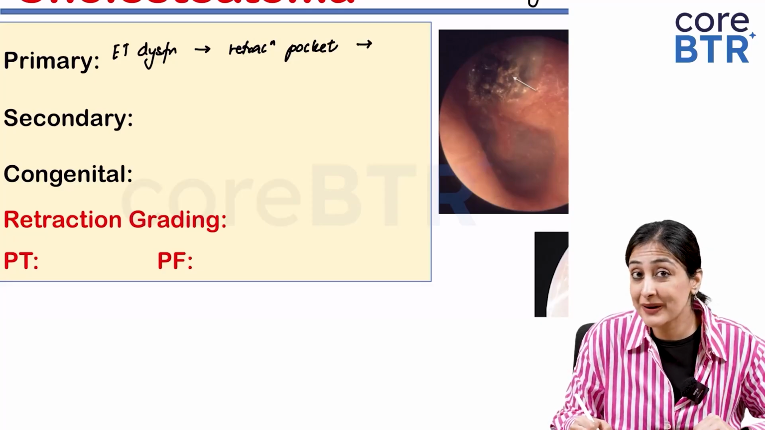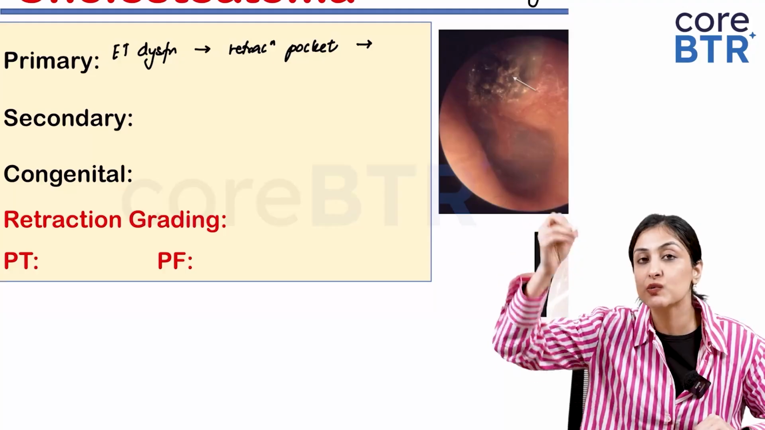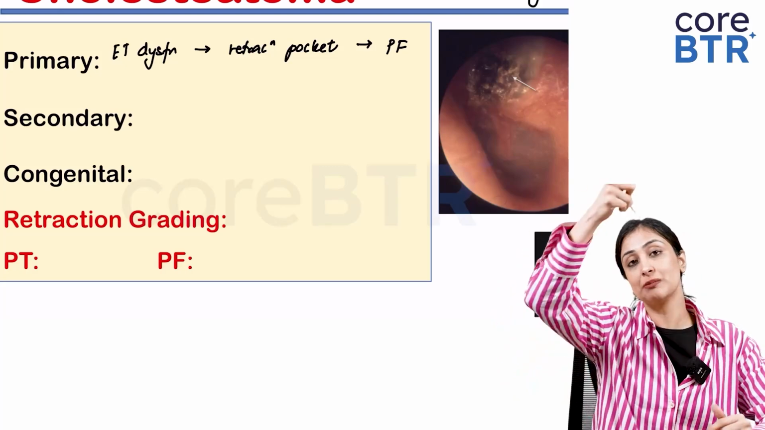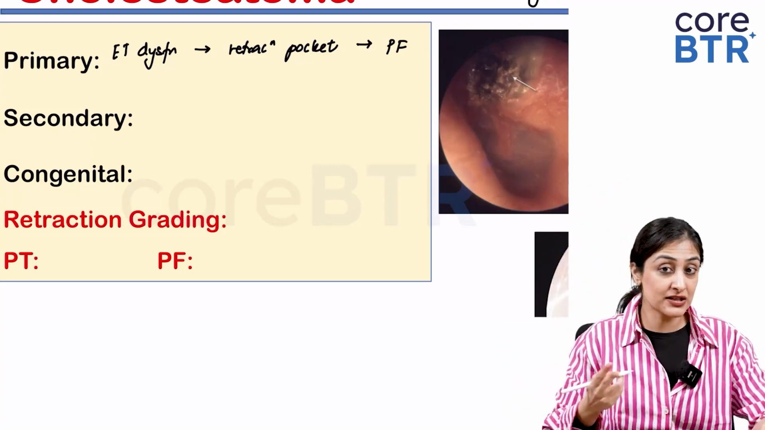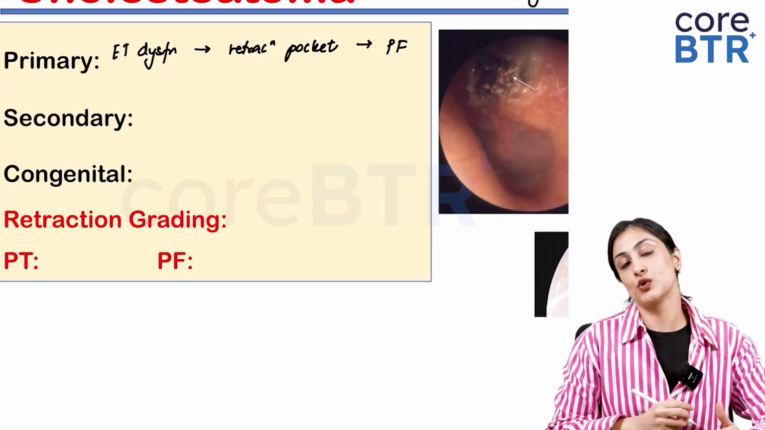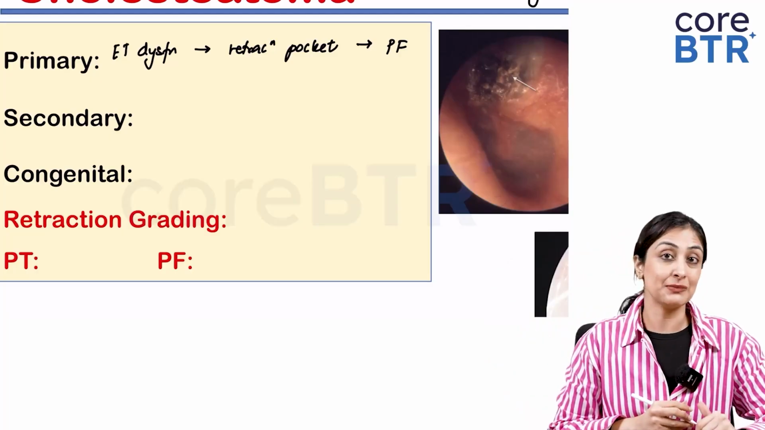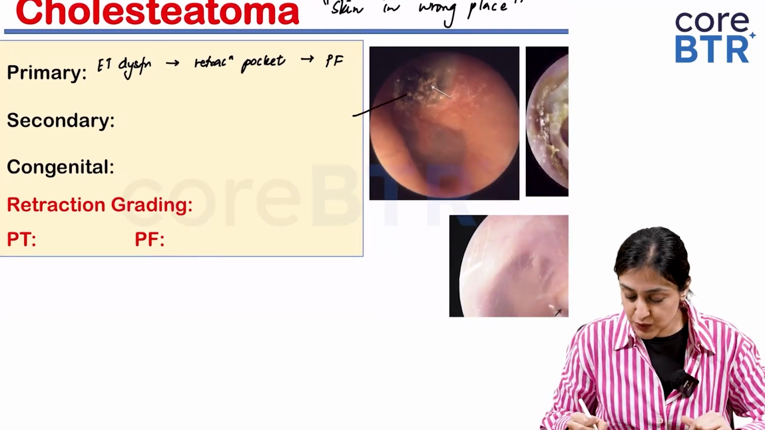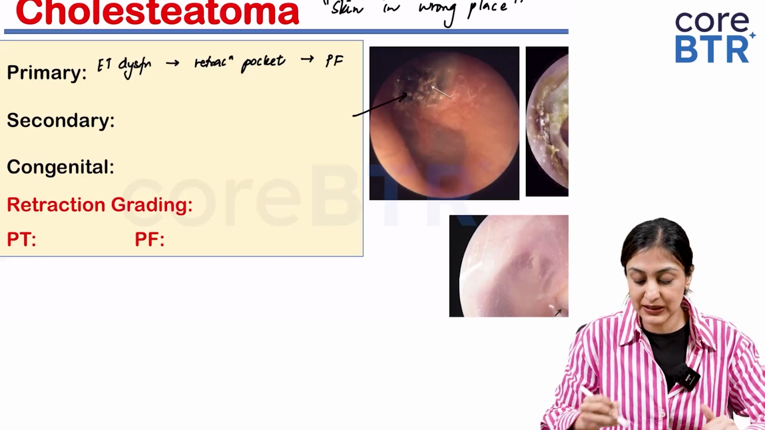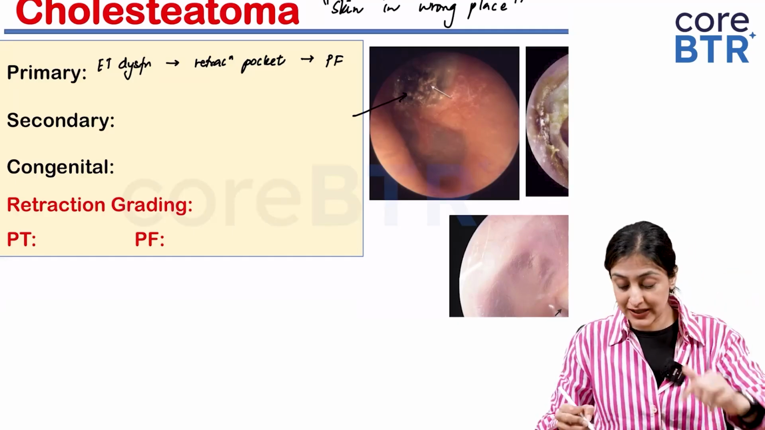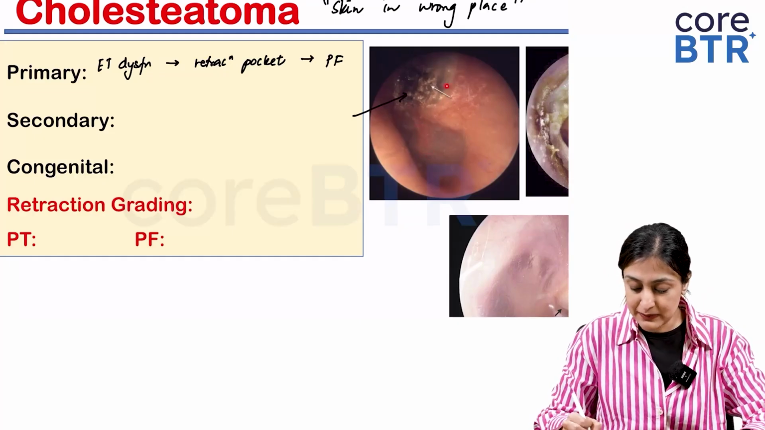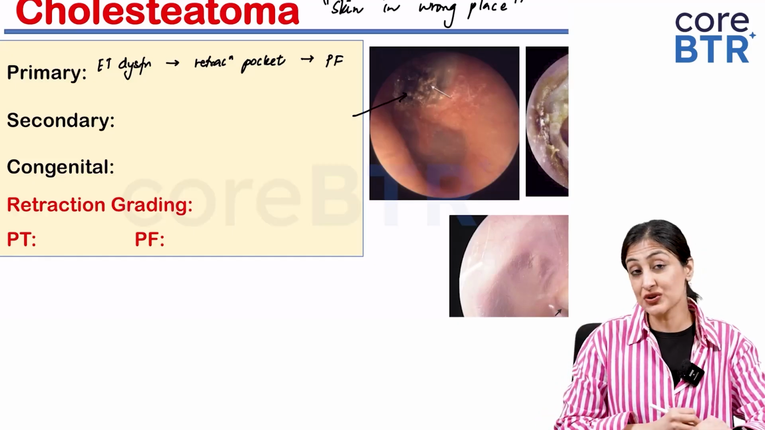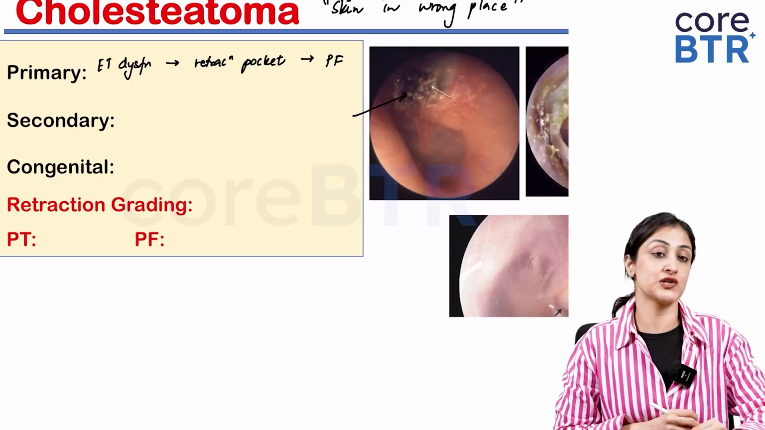And what part of the tympanic membrane? The upper part. What was the upper part? Do you remember? Pars flaccida. So this is where there's going to be a retraction of the pars flaccida, through which the cholesteatoma can enter, or there can be a pars flaccida perforation as well. So look at this image. Can you see how there is debris of cholesteatoma in the upper part? Can you see this is the tympanic membrane? So it's in the pars flaccida. This is the pars tensa. So that's primary cholesteatoma.